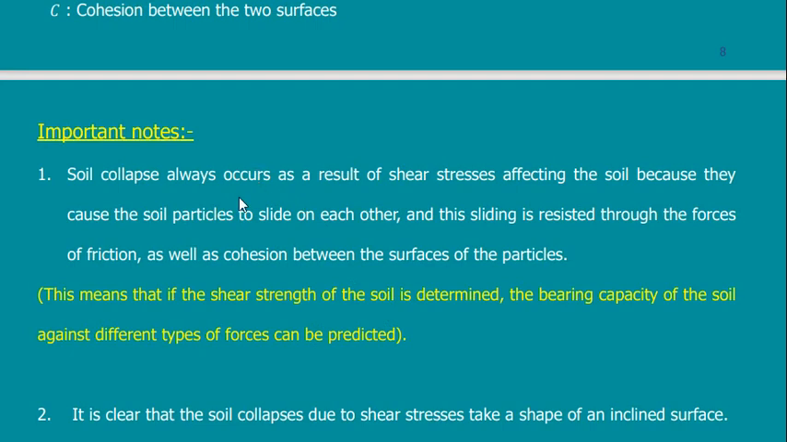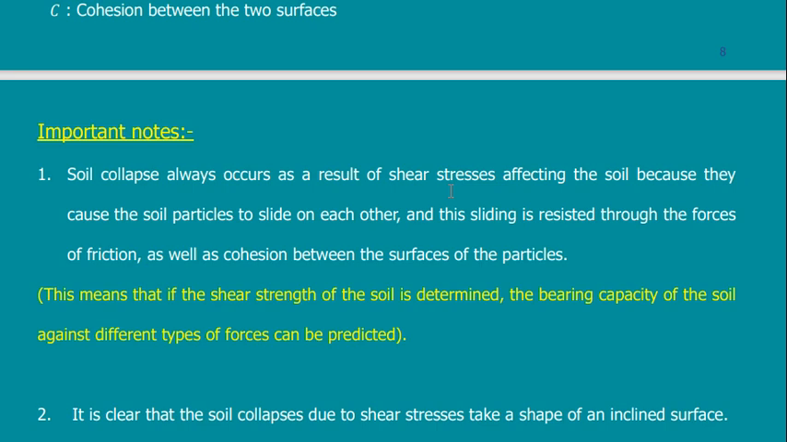Here are some important notes. Soil collapse always occurs as a result of shear stresses. Soil does not collapse due to vertical force. If I take a piece of soil in my hand and try to squeeze it, it will never be squeezed. So when I increase the normal pressure on soil, it will not collapse, but it will become stronger. It may reduce in size a little bit, but because it is reduced in size, it becomes stronger. But if I take a piece of soil and try not to crush it, but to split it into two parts, it will be split very easily. So I'm actually shearing the soil.